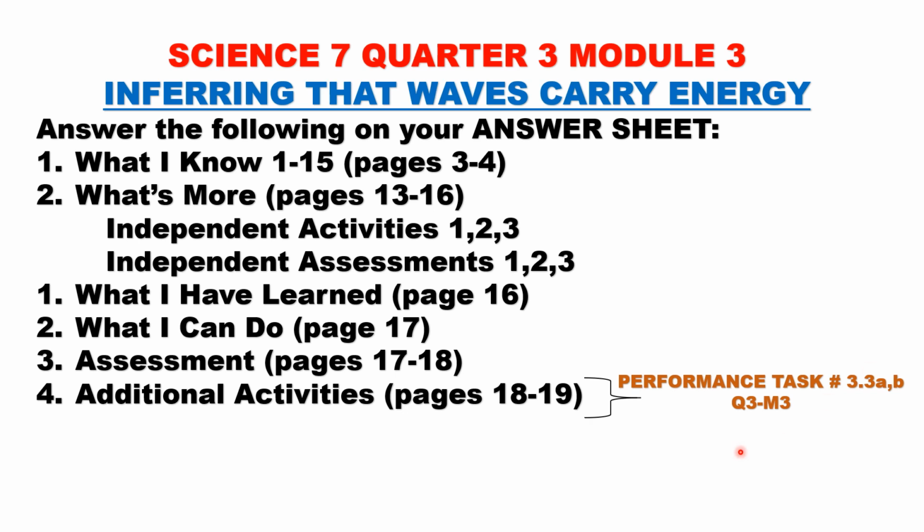So for quarter 3, module 3, these are the things that you need to have on your answer sheet. So number 1, what I know. 2, what's more. So sasagutan ang independent activities 1, 2, 3 at independent assessments 1, 2, 3. What I have learned, what I can do, assessment, and then additional activities. So your additional activities would be your performance tasks number 3.3, A and B.